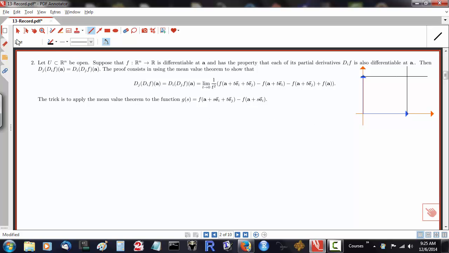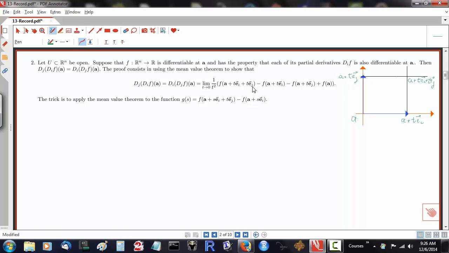Now let me label my points. Here is point A. Here is A plus t times the standard basis vector e sub i. Here is A plus t times standard basis vector e sub j. And here, of course, is A plus t e sub i plus t e sub j.